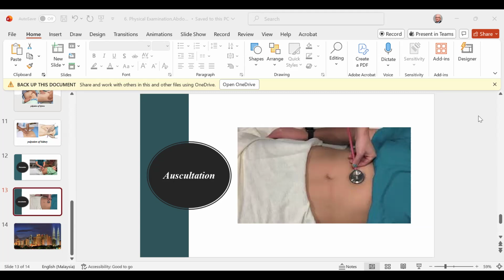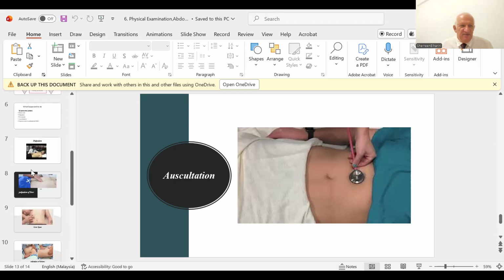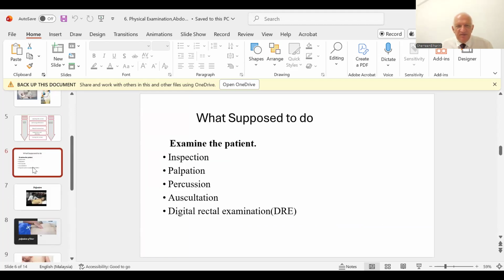So don't forget inspection, palpation, percussion, examine the back, examine the genitalia. Simply don't expose the patient, ask him to cough, and stay on the right side. Inspection from the bed and from the side. From the side, you look for aortic aneurysm. So that's it for all the abdomen.